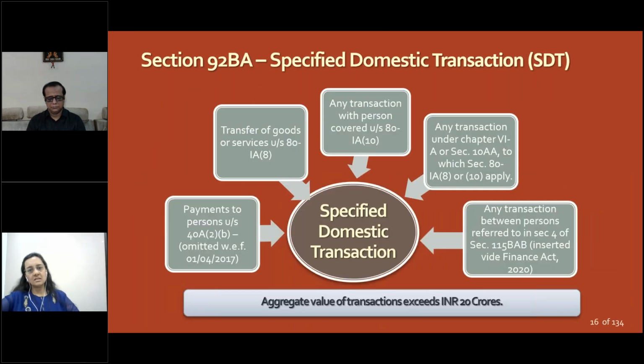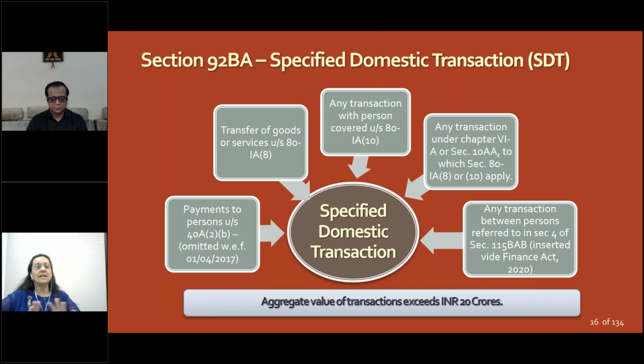The next is specified domestic transaction. So we've looked at chargeability under section 92. We've looked at who are associate enterprises under section 92A. We have looked at what is an international transaction under 92B. Now we are looking at what is a specified domestic transaction under 92BA.